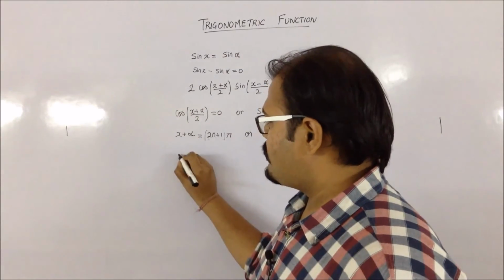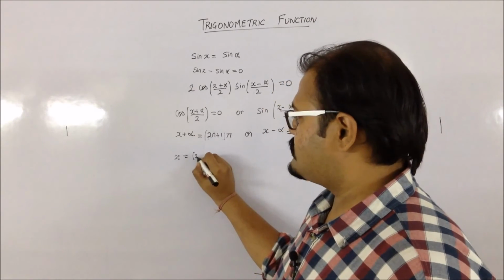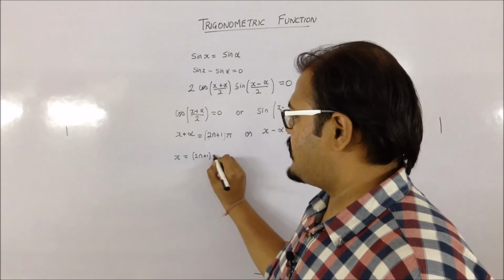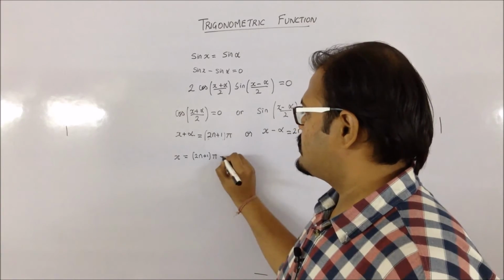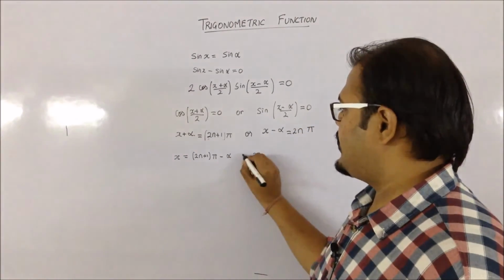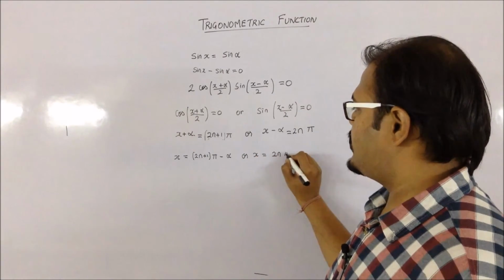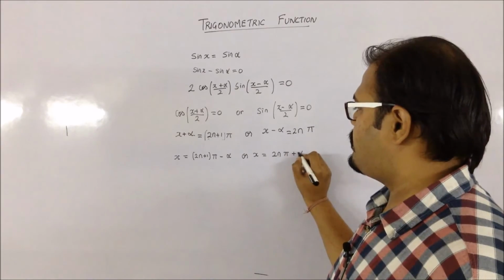In this I want to find what is basically x. So my x will be having the values of (2n plus 1) pi minus alpha, or it can have the values x equals 2n pi plus alpha.